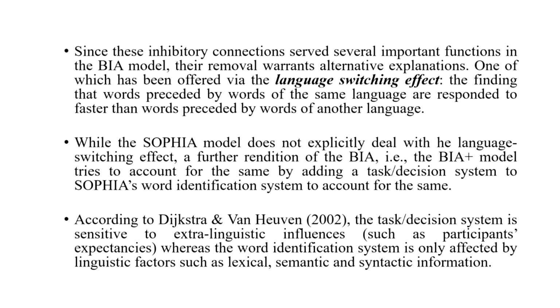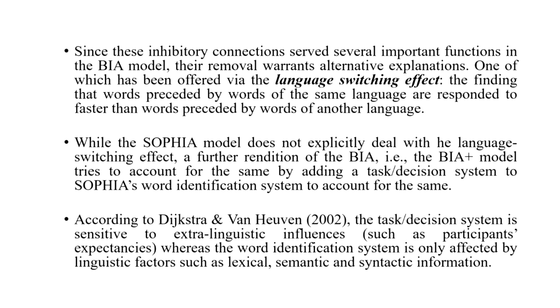Now, while the SOPHIA model does not explicitly deal with the language switching effect, a future rendition of this model, the BIA plus model, tries to account for it by adding a task decision system to SOPHIA's word identification system. This task decision system, according to Dijkstra and Van Leeuwen, is sensitive to extra linguistic influences such as the participants' expectancies. Remember Grosjean's language mode theory? What is the requirement of the task, what is the setting of the task, what are the probabilities of encountering a word from the other language. Research has shown these expectancies affect the way a participant performs the lexical decision task, especially when the task involves words from both the languages.